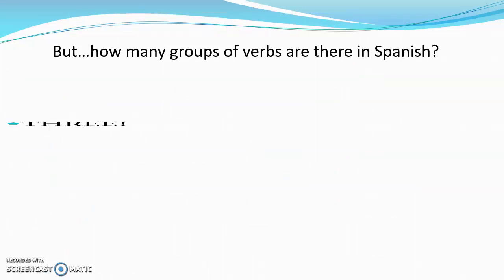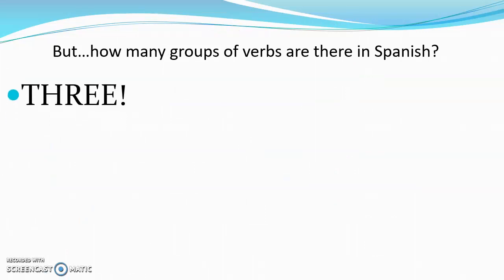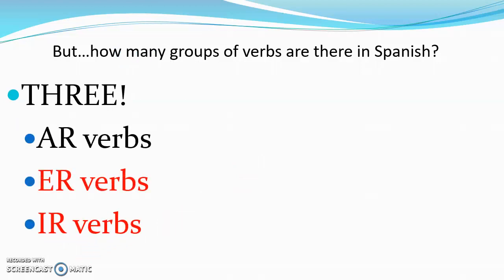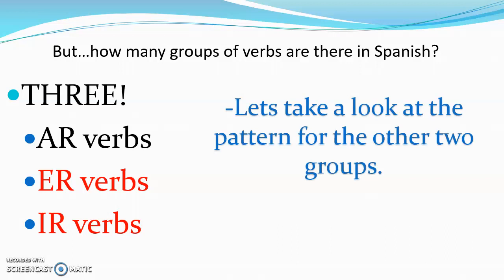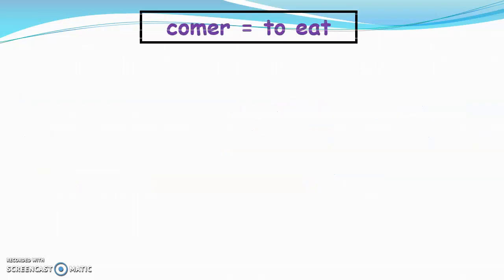But can you remember how many groups of verbs there are in Spanish? There are 3, of course. Today, we're going to take a little look at how we conjugate or form verbs which belong to the ER group and the IR group. Let's take a look at that pattern then, shall we?